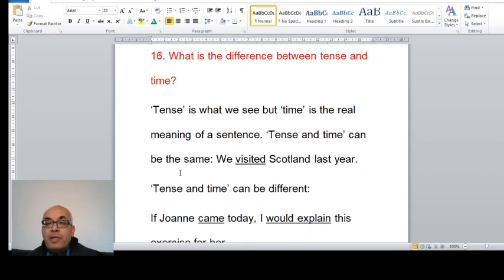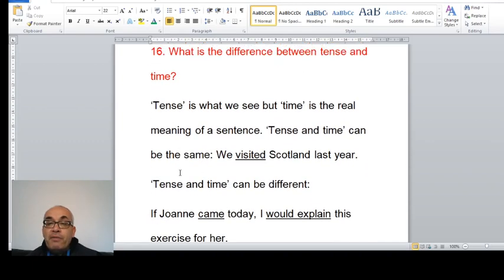What's the difference between tense and time? Now this is a very, very important question. Tense is what we see, but time is the real meaning of a sentence. Tense and time can be the same. If I say we visited Scotland last year, so visited, what's the tense? It's past. What's the meaning? It's past. So here, tense and time are the same.